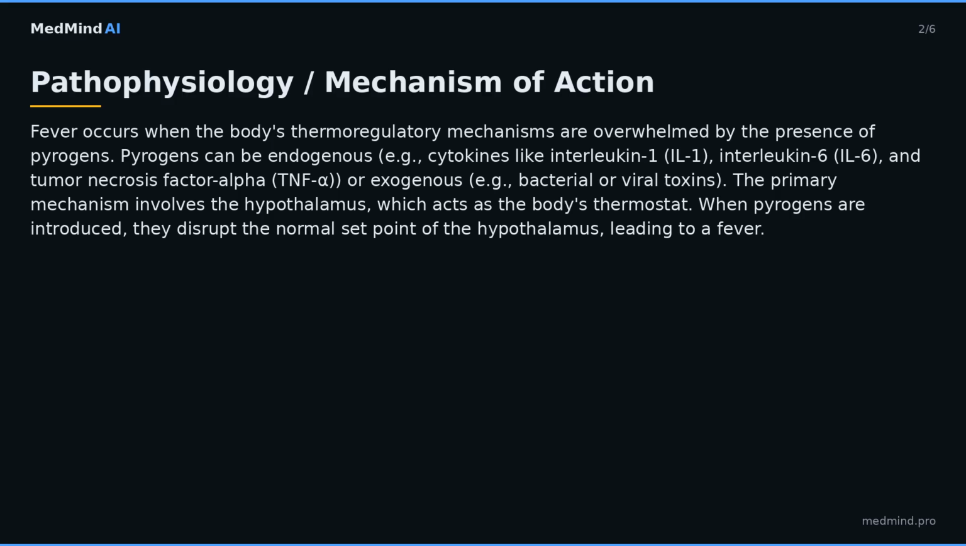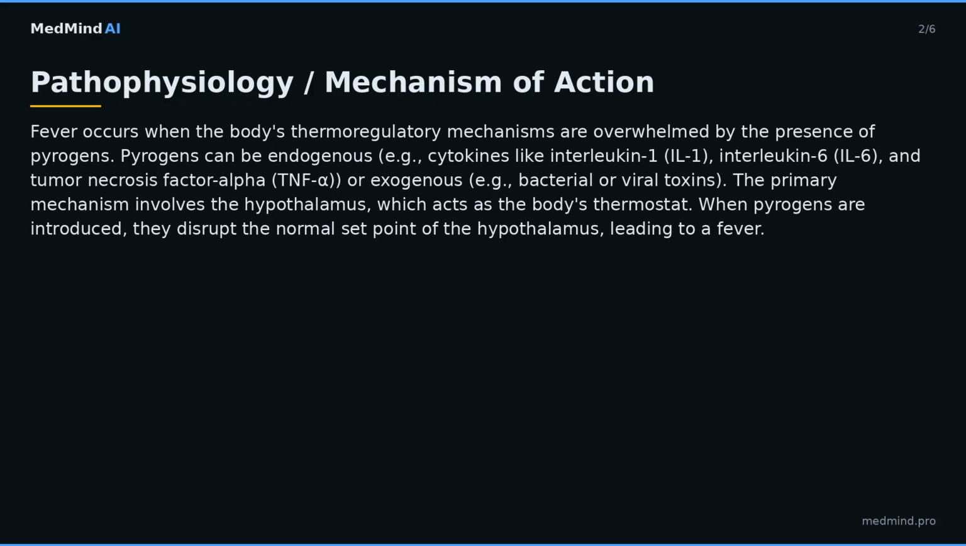Pathophysiology and mechanism of action. Fever occurs when the body's thermoregulatory mechanisms are overwhelmed by the presence of pyrogens. Pyrogens can be endogenous, e.g., cytokines like interleukin-1 (IL-1), interleukin-6 (IL-6), and tumor necrosis factor alpha (TNF-alpha), or exogenous, e.g., bacterial or viral toxins. The primary mechanism involves the hypothalamus, which acts as the body's thermostat. When pyrogens are introduced, they disrupt the normal set point of the hypothalamus, leading to a fever.